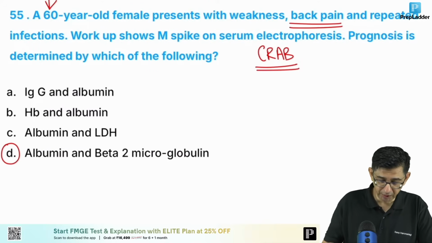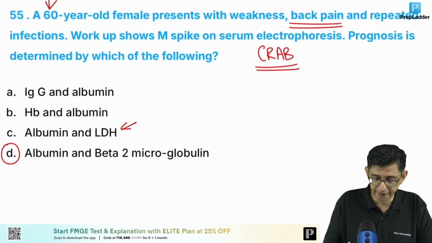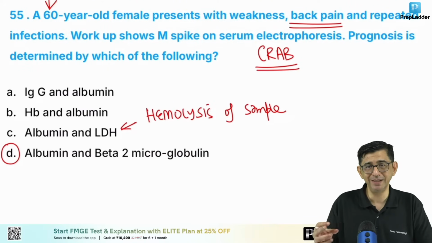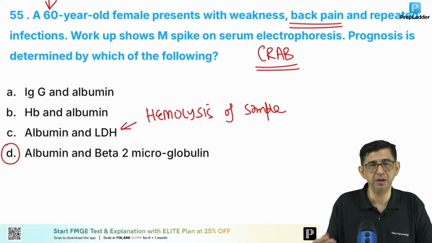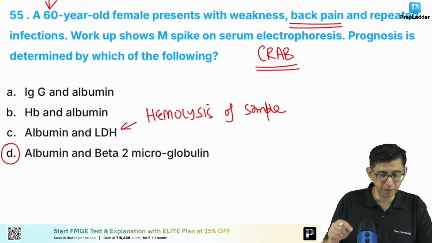Now, why am I putting emphasis on beta-2 microglobulin? LDH increase can occur because of hemolysis also. Like if the sample is hemolyzed, right? LDH is mainly present inside the red blood cells. So if there is hemolysis of any sample due to processing error, I'm saying that hemolysis of the sample can also cause LDH to become elevated. But beta-2 microglobulin is much more specific.